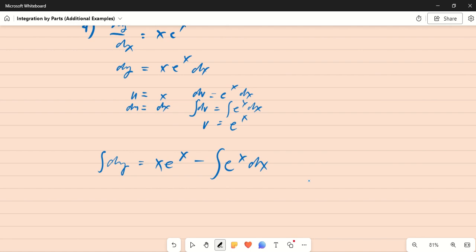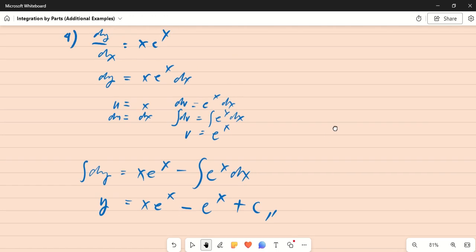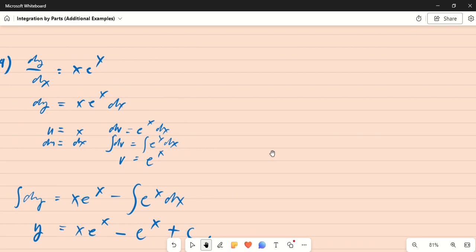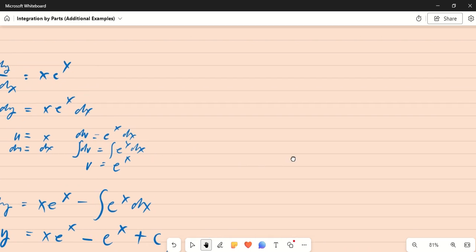So the integral of dy is y, and then you have here x e raised to x minus the integral of e raised to x dx, which is e raised to x, and then you need to add your arbitrary constant. So for this example, our solution is y is equal to x e raised to x minus e raised to x plus c, applying the integration by parts formula.